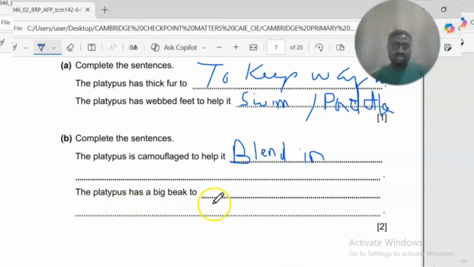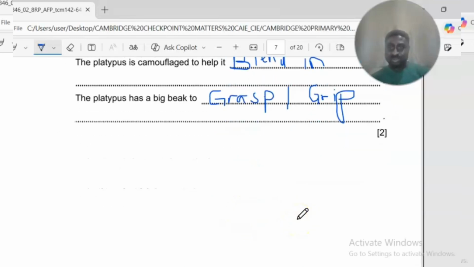Then the platypus has a big beak too. Simply is to grasp, G-R-A-S-P, to grasp, or you can say to grip prey or food. To grip prey or food. Alright, once you supply this in, you earn your 2 marks. Alright, you can pause the video at intervals to study this on your own again in order to gain mastery.